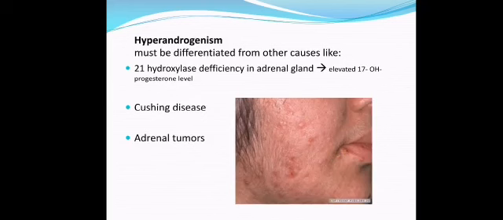Now this picture presents hirsutism, which is a clinical presentation of hyperandrogenism. Hyperandrogenism can also be due to other causes like Cushing syndrome, adrenal tumor, or 21 hydroxylase deficiency, which you can find out by further investigation.